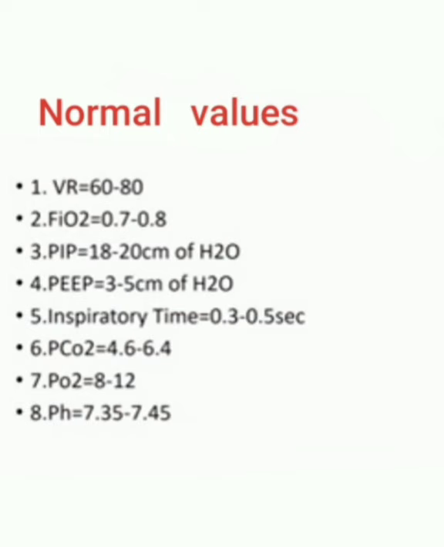Then 5, inspiratory time. Inspiratory time normal value is 0.3 to 0.5 second. 6. Partial pressure of carbon dioxide is 4.6 to 6.4. Easy to remember that partial pressure of carbon dioxide is 4.6 then 6.4. Then 7. 7 is partial pressure of oxygen, that is 8 to 12. And at the last, number 8, pH. pH value is, we know, 7.35 to 7.45.